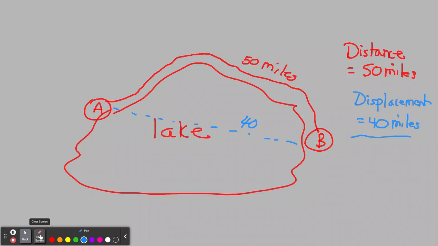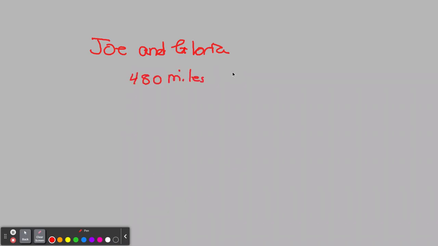So let's look at two questions. Let's see if we can do this. Let's clear this out. Let's say we'll use Joe and Gloria again. Joe and Gloria, I wonder how they're doing, right? Joe and Gloria are on a trip, and let's say they go 480 miles. They went 480 miles in 10 hours.